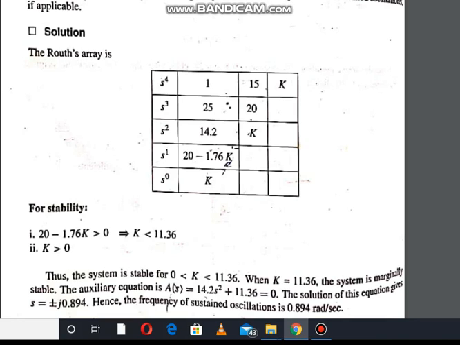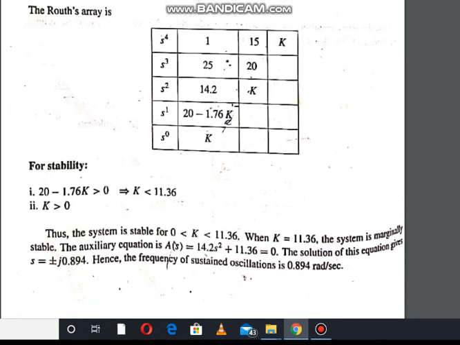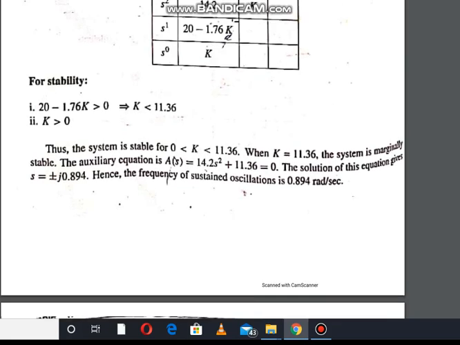Now if we simplify this equation, 14.2 s square is equal to minus 11.36, or s square is equal to minus 11.36 divided by 14.2. If we simplify this one, we will get s is equal to plus or minus j into 0.894. Now if we compare this with s is equal to plus or minus j omega, then omega is equal to 0.894. So the frequency of sustained oscillation, omega, is equal to 0.894 radians per second. So in this way you can simplify this type of problems.